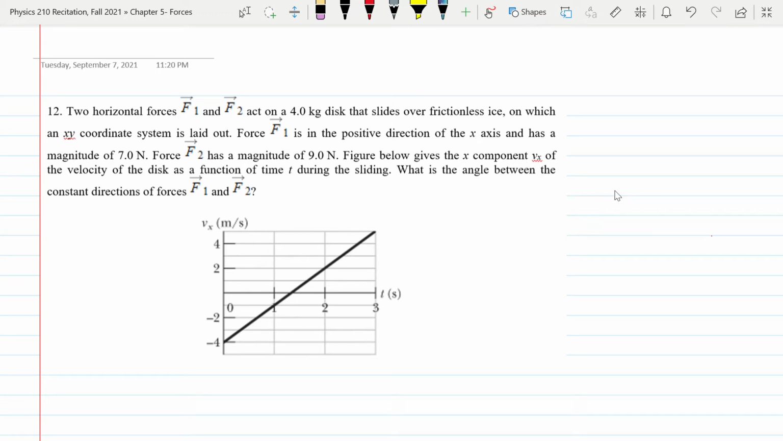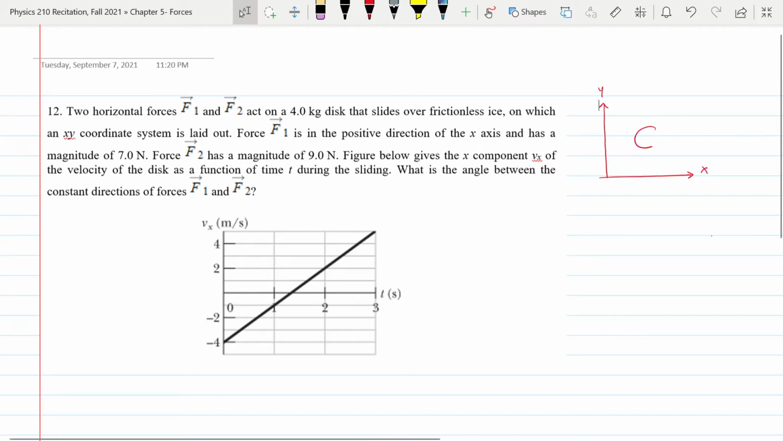Alright, so in this problem we are given two forces, F1 and F2, acting on a 4 kilogram disk that slides over frictionless ice. And on this surface we are laying an XY coordinate system. Let's make a sketch here of this disk and the surface on which it's sliding.